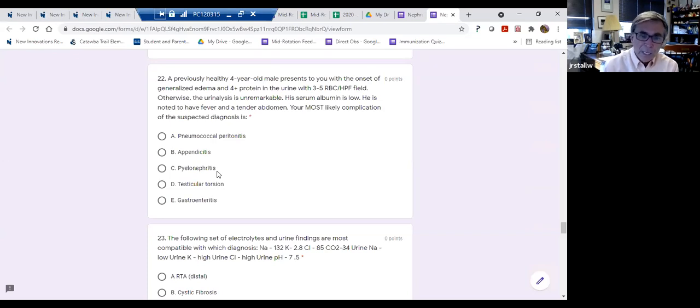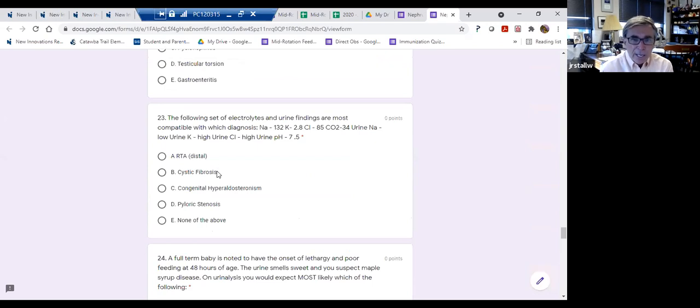23. So you look at these sets of electrolytes, and you've got to interpret the electrolytes. That's all it is. It's like they gave you a schematic, an Excel spreadsheet, and they're going to give you on the left-hand column a bunch of things, and they're going to say up, down, down, up, down as you go across. And they're asking you to process the information so that you understand the physiology of a diagnosis. So here's a set of electrolytes and urine findings, and you have to pick the diagnosis.